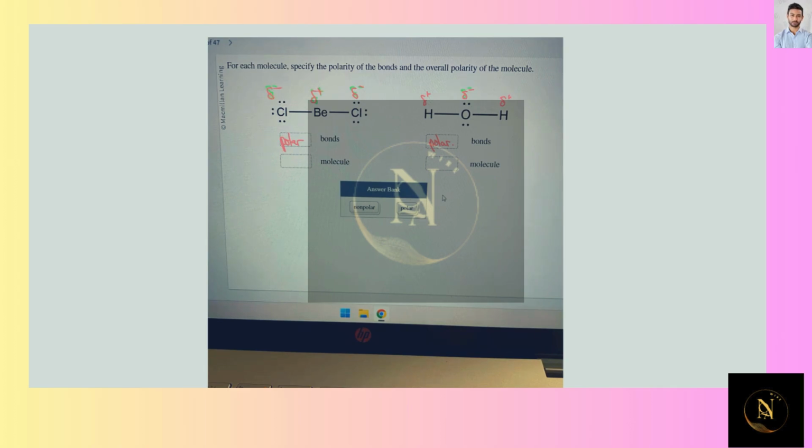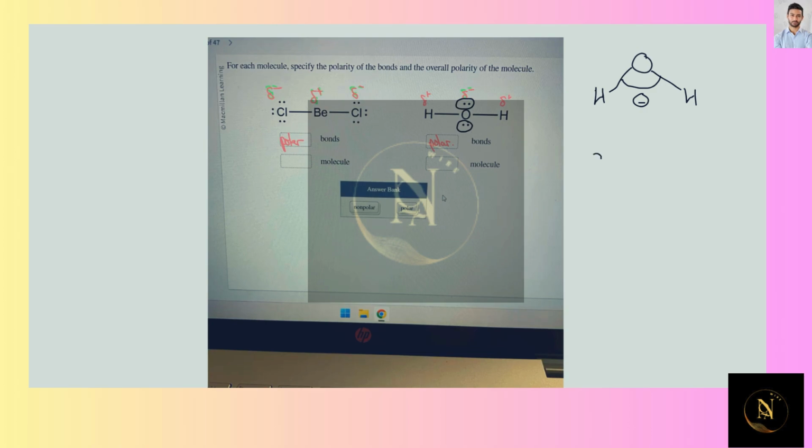This is going to happen due to the difference of electronegativity, but notice that the difference between these two molecules is going to be the presence of lone pairs over here. So in the case of water, the overall arrangement is going to have two pairs of electrons which are going to repel each other, giving the water a certain angle over here.